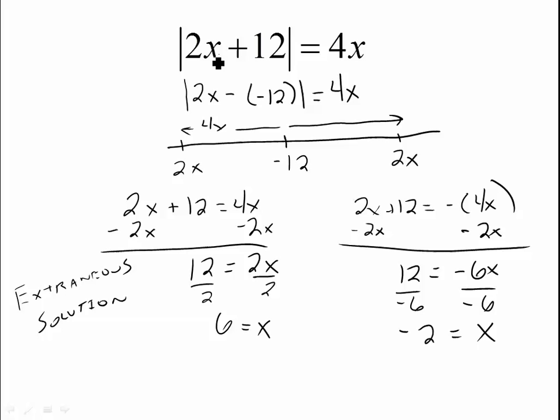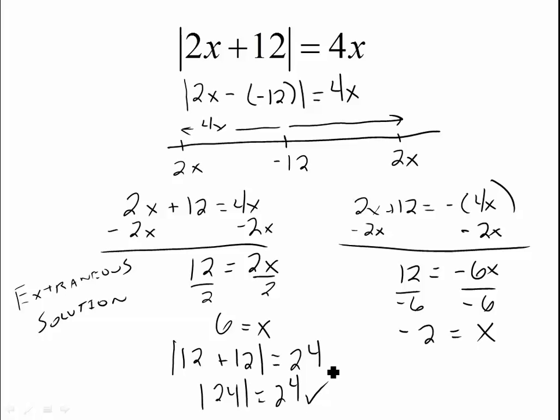If I test 6, by substituting back into the original absolute value, well, I know that 2 times 6 plus 12 would equal 4 times 6, which is 24. And 12 plus 12 is 24. The absolute value of 24 is 24. This checks out. But negative 2 is a little different.